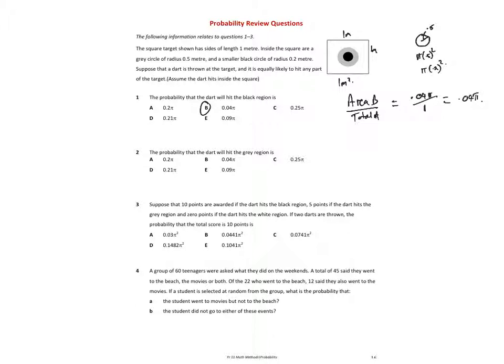What's the probability that it hits the grey region? Well, think about that one. What is the area of the grey region? The area of grey is equal to 0.5 squared times pi minus the area of the black, which is 0.2 squared times pi. That's pi times 0.25 minus 0.04, which is 0.21 pi, over the total area, which is 1. That's D. Don't forget you've got a calculator for these though.